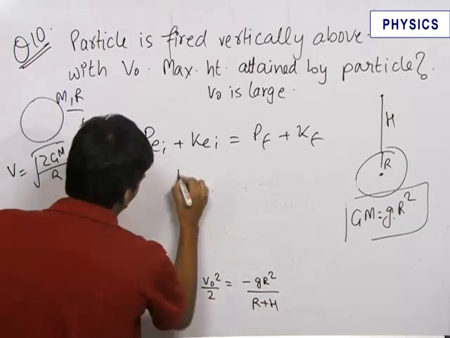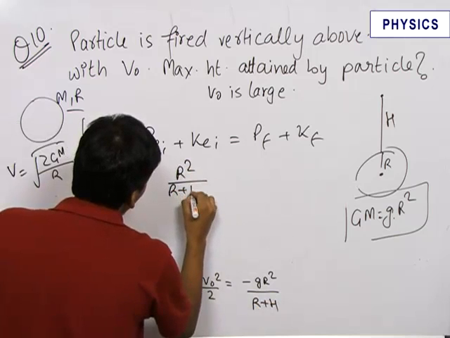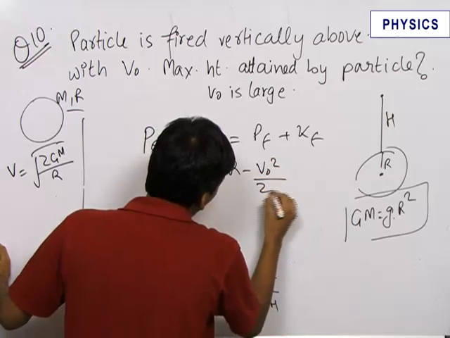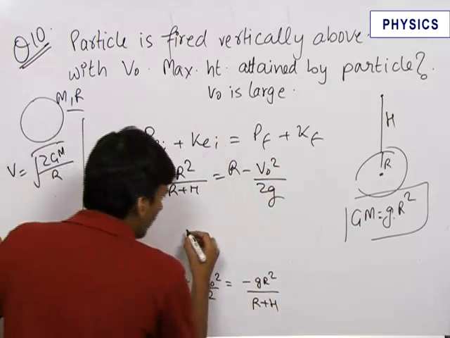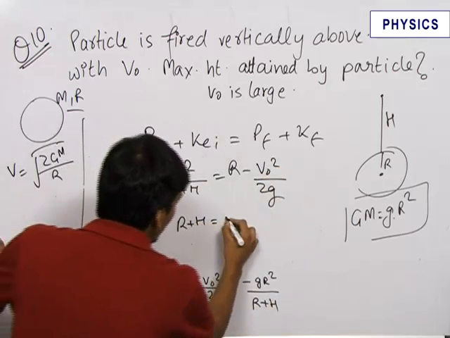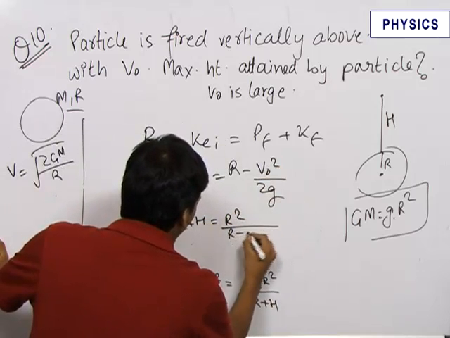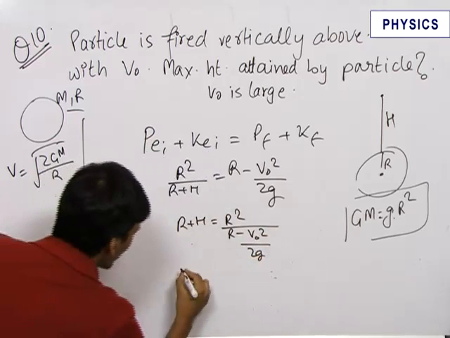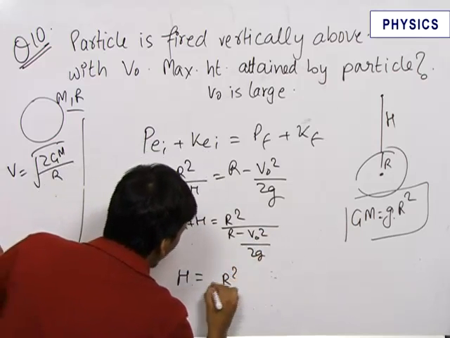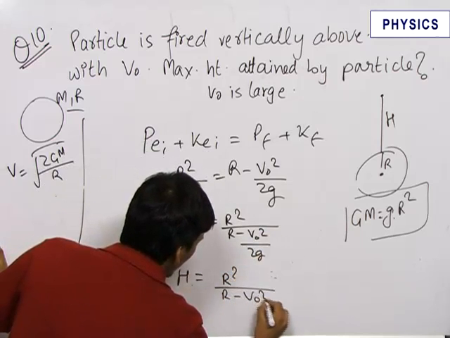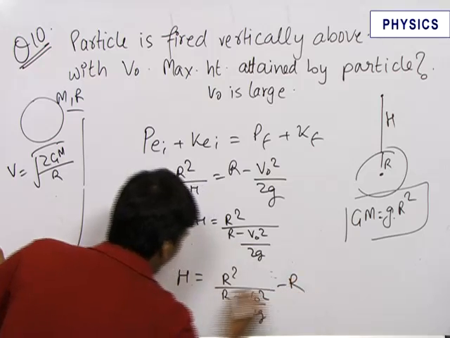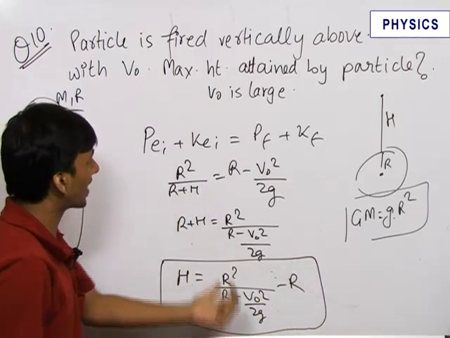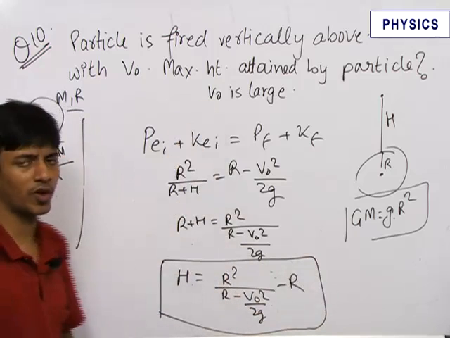That is, R square upon R plus H is equal to R minus v0 square upon 2g. Now we get R plus H is equal to R square upon R minus v0 square upon 2g. From this equation we get H is equal to R square upon R minus v0 square upon 2g, minus R. So this is our final answer for the maximum height attained by the particle when it is thrown with velocity v0.